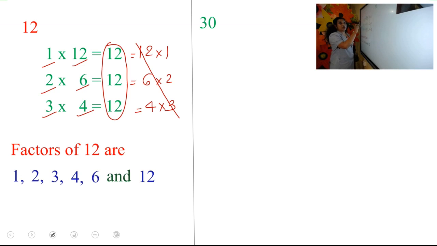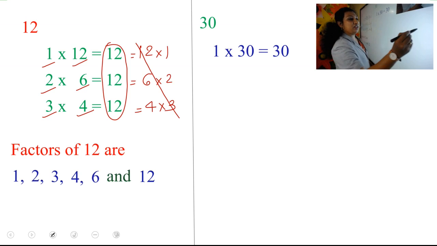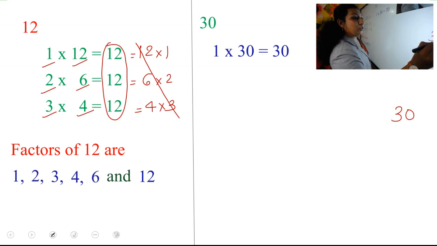1 is the factor of every number. So, 1 into 30, 30. Now, we should see the table of 2. We have learned only till 20. 2 into 10, 20. We'll see whether you can divide it with 2.